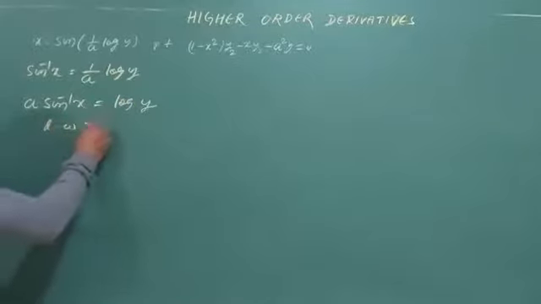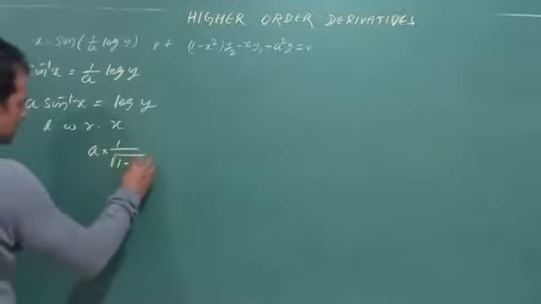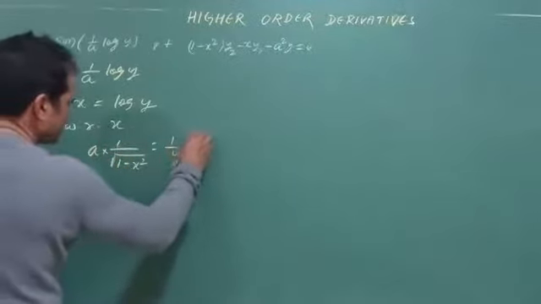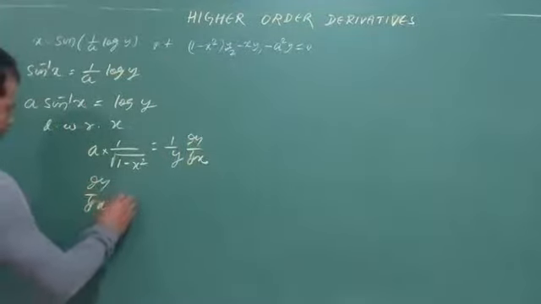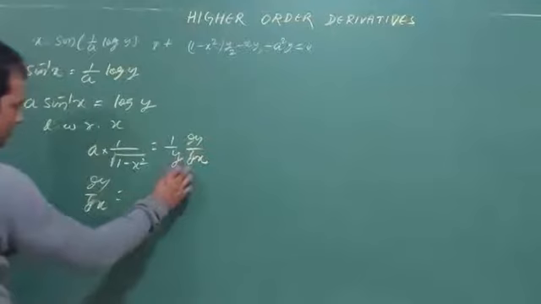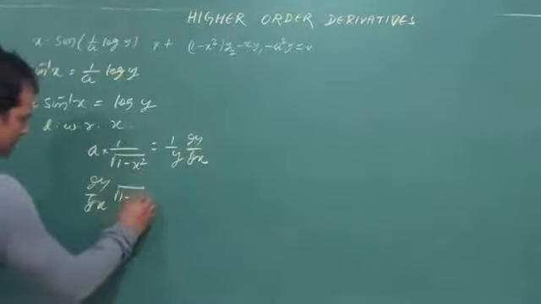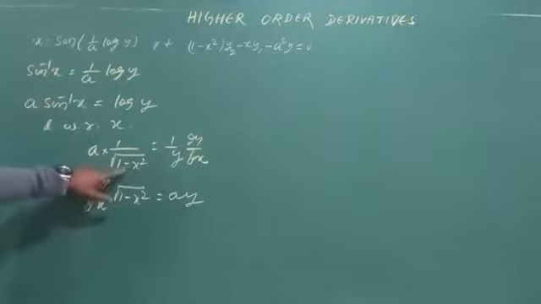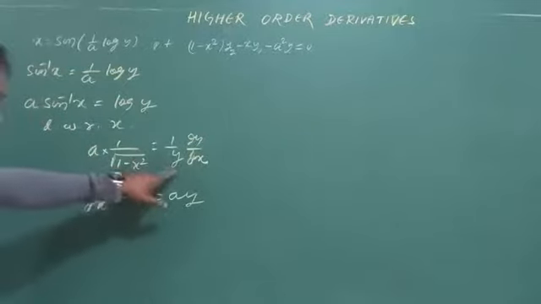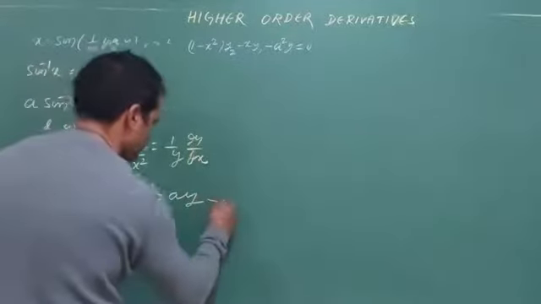Differentiate with respect to x. a into 1 by under root 1 minus x square is equal to 1 by y dy by dx. So dy by dx, you multiply this one to that side, under root 1 minus x square dy by dx is equal to ay. See again what I did? First I have multiplied a to this side, then I have gone for the derivative. y is in the denominator, cross multiply this. This is equation number 1.